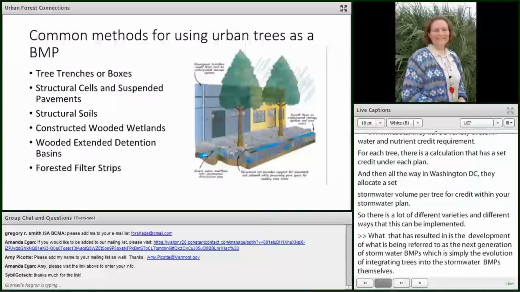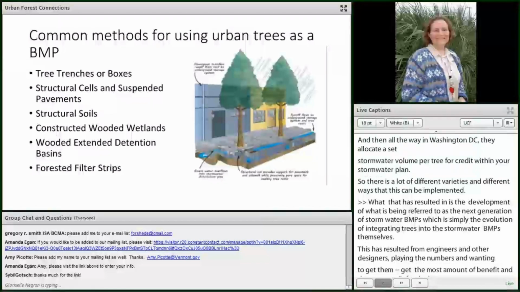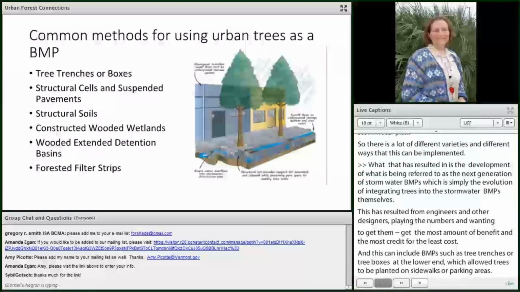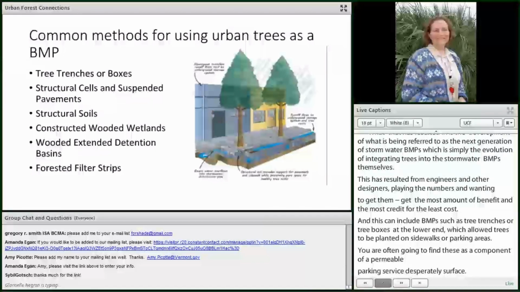And this can include BMPs such as tree trenches or tree boxes at the lower end, which allow trees to be planted in sidewalks or parking areas. You're often going to find these as a component of a permeable parking surface, and quite a few technologies are being developed and marketed which maintain the ability of the runoff to infiltrate into the well area and allow for the root growth and support of the tree throughout its lifetime.